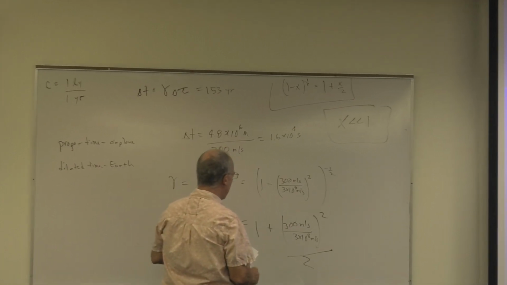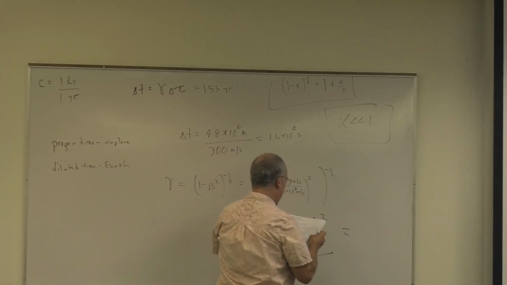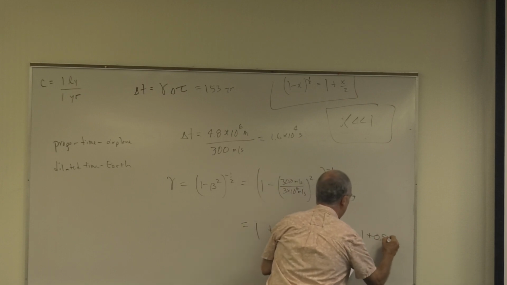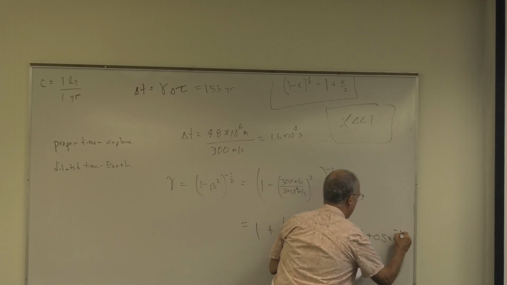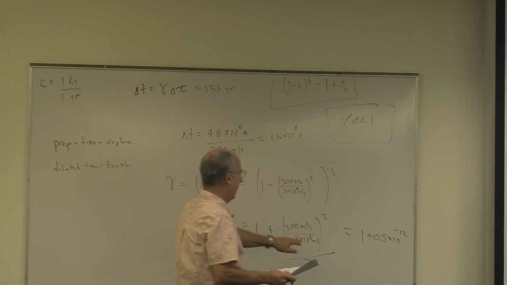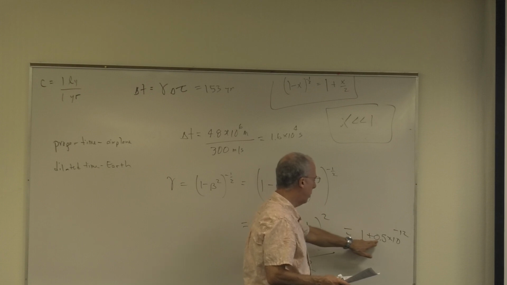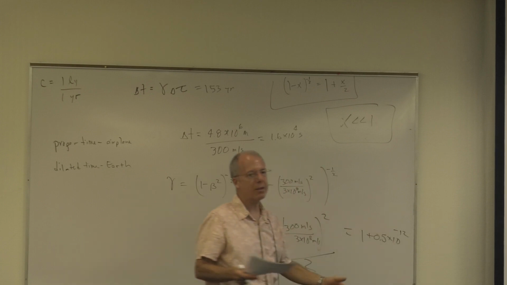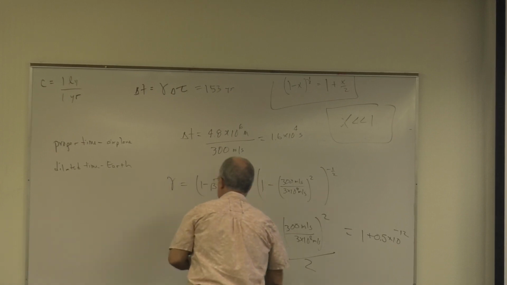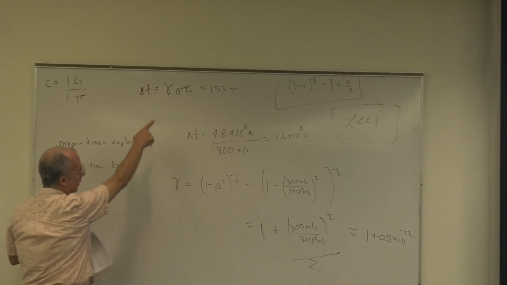And I promise you, if you do that, you get something like 1 plus 0.5 times 10 to the minus 12. Okay, so that's what your gamma is. So gamma is 1 plus 0.5 times 10 to the minus 12. Well, what's that? I mean, it's pretty close to 1. Agree? It's pretty close to 1. But hold on. So we want delta tau.